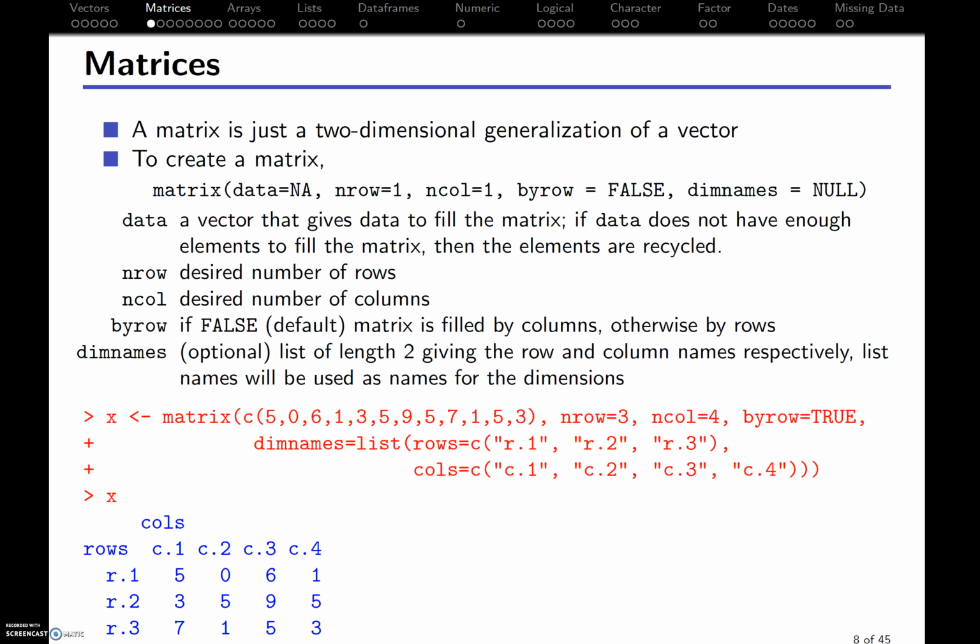So for example, to use each of these options in the matrix command, we can create a matrix as it appears down here. Notice we have elements 5, 6, 0, and so on. Because we have by row equal true, those elements are entered by row. So notice the first 4 go into the first row, the next 4 go into the next row, and so on. If we had by row equal false, then we would have 5, 0, 6, 1, 3, 5, and so on. Then we have the number of rows and columns specified, and we also have the names for the rows and columns, C1 and R1 and so forth.